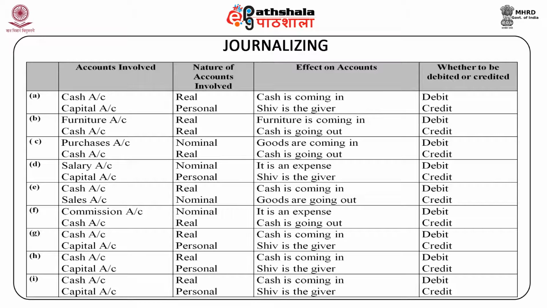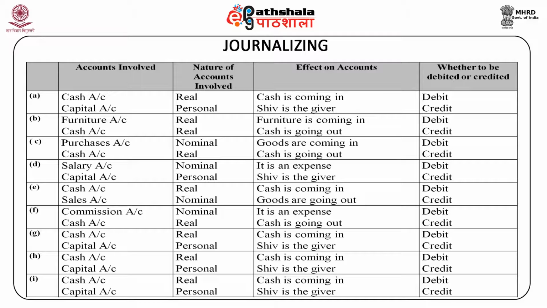C. Goods purchased for cash. In this, purchases and cash accounts are involved, out of which purchases is a nominal account and cash is a real account. In this case, goods are coming in, so it will be debited, and cash is going out, so it will be credited.